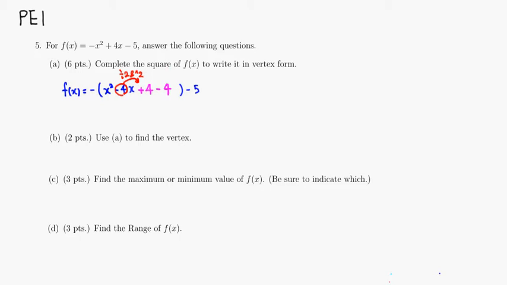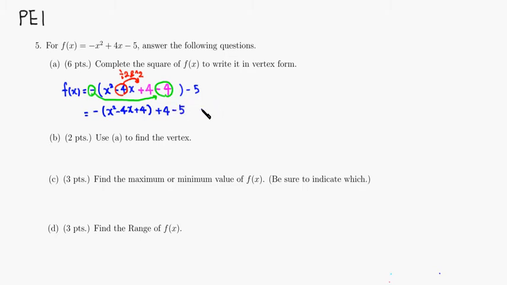Since I like the first three terms, I'm going to group those together. So we have x squared minus 4x plus 4. Then for the last term, in order to get it out of the parentheses, we have to distribute this negative 1 to it. So negative 4 actually becomes positive 4. Then we still have minus 5.